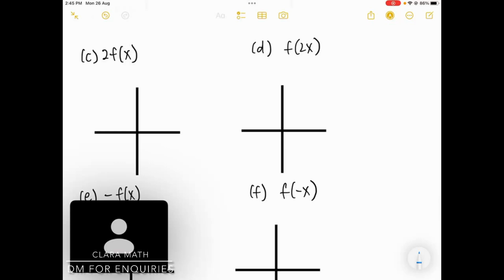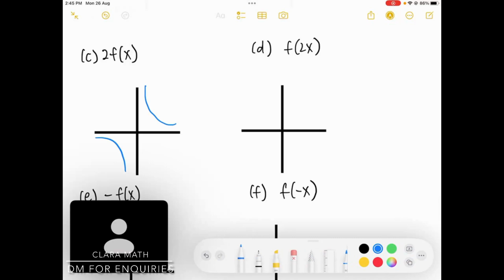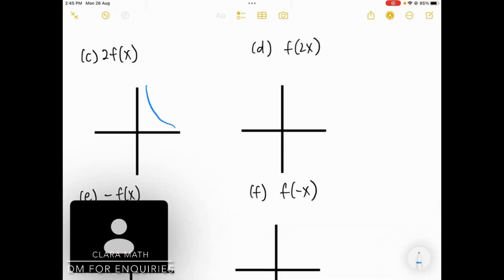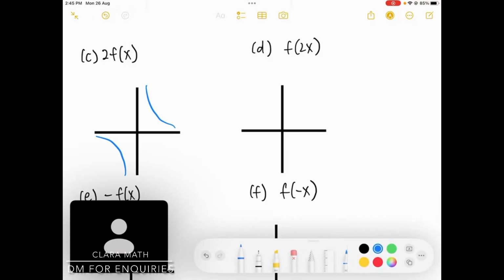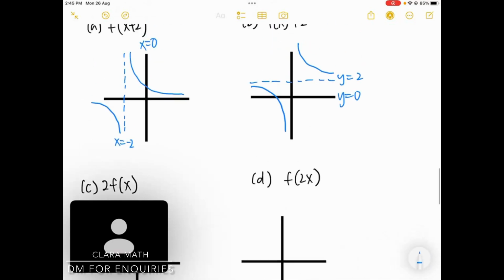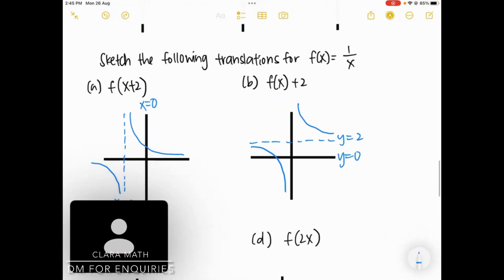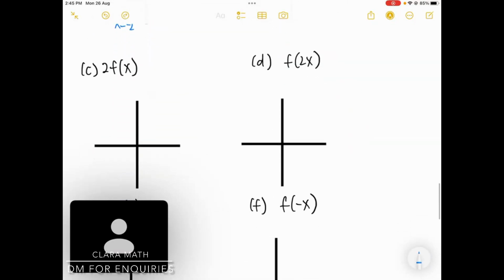When there's a times 2 in front of f(x), the times 2 is not in the bracket, it's outside the bracket, so it affects the y value. The y value doubles, times 2. So imagine you were like this, but now you will still have the same shape of the 1 over x, but basically it's supposed to be higher. Okay, so basically it's 1 over x, but then times 2. So it becomes 2 over x.